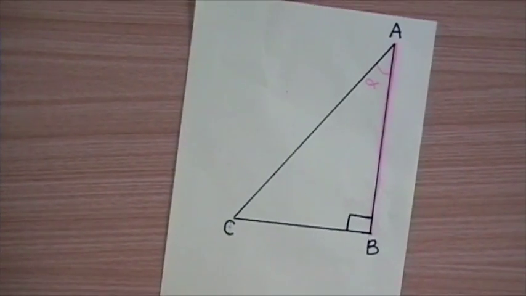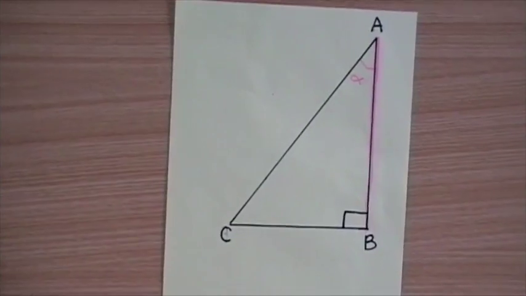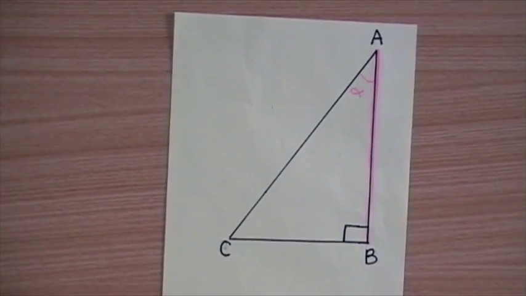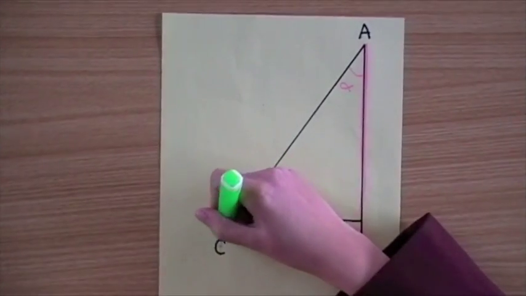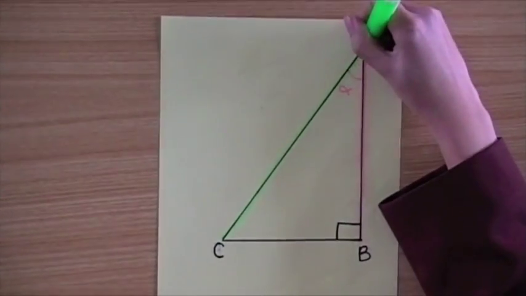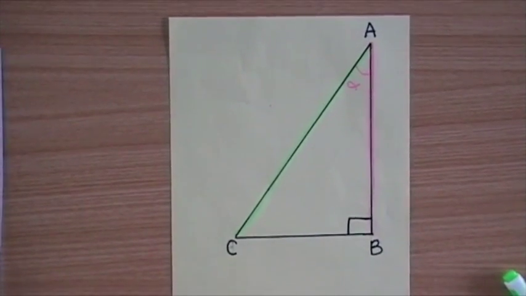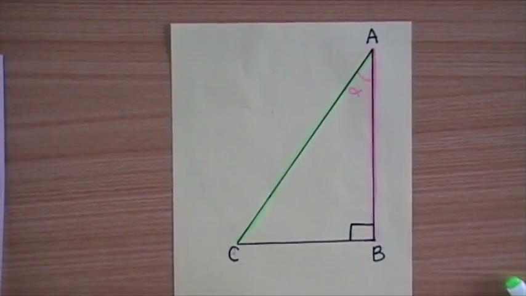Can the adjacent side of alpha be AC too? Because AC is also next to it. No, it can't be AC because AC is already defined as the hypotenuse, the longest side in a right-angled triangle. Okay, since we found the adjacent side, what is the opposite side then? The opposite side is directly opposite to the angle alpha, so in this case, it is BC.